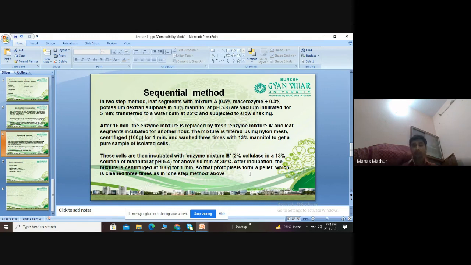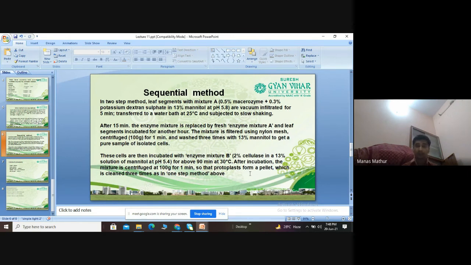In the mechanical method, we use a certain device or instrument for removing the protoplast. They isolate it from the plant, remove the peel in the form of epidermis from the mesophyll tissue, and wash the protoplast again. Then we go for the enzymatic method.